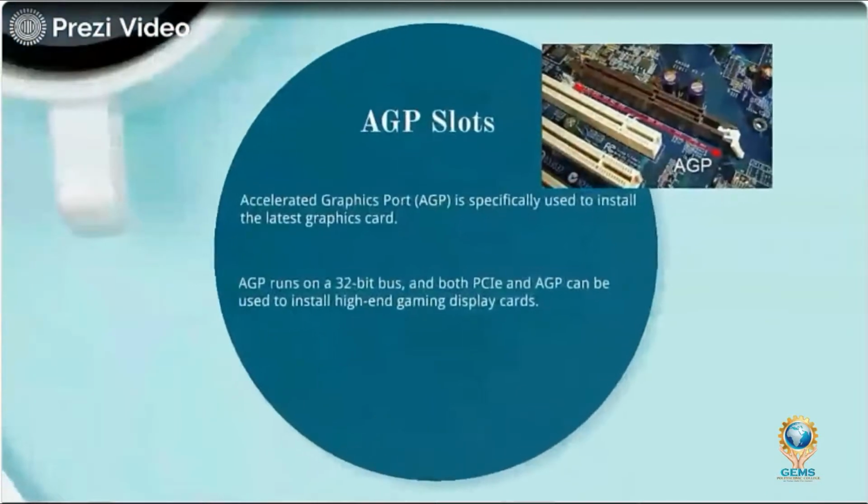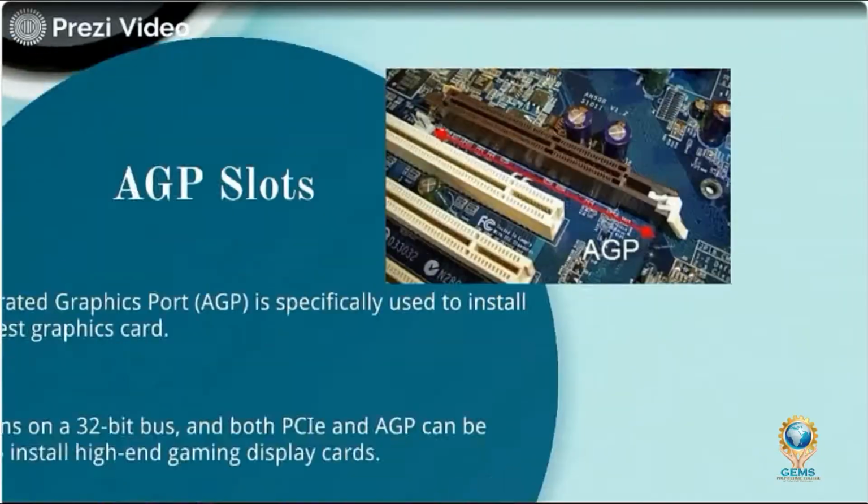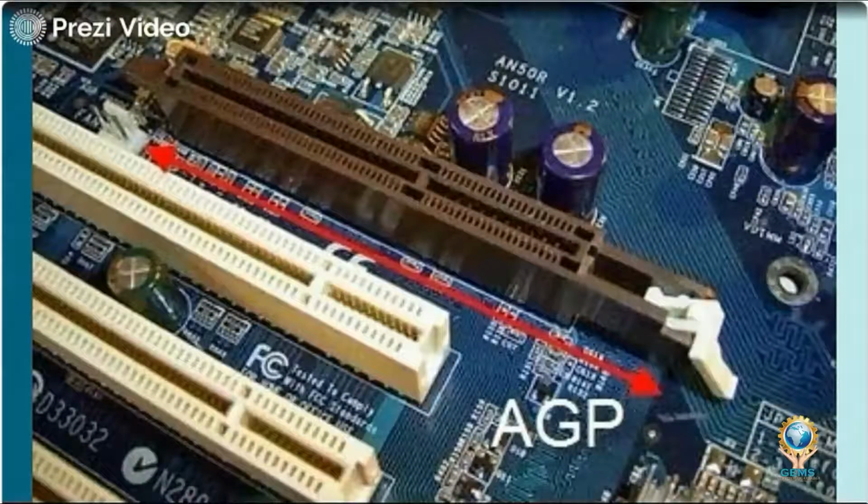Next is AGP slot. AGP full form is Accelerated Graphics Port. It is specifically used to install the latest graphics card. The Accelerated Graphics Port was designed as a high-speed point-to-point channel for attaching a video card to a computer system, primarily to assist in the acceleration of 3D computer graphics. It was originally designed as a successor to PCI-type connections for video cards. It looks like as shown in this picture. This is an AGP slot.